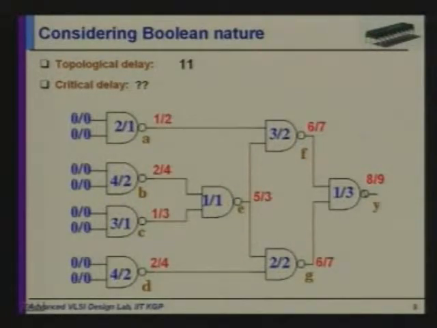So suppose we are given this circuit. What will be the critical delay for this circuit now? The maximum delay is 9. If you analyze topologically, you will get 11. If you take the Boolean nature of the circuit, you will get 9. So you can see that there is an improvement in the delay estimation. Topological analysis always estimates the upper bound. So if you want to find the accurate delay, you have to consider the Boolean nature of the circuit.